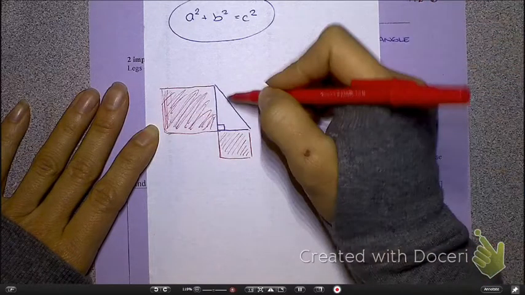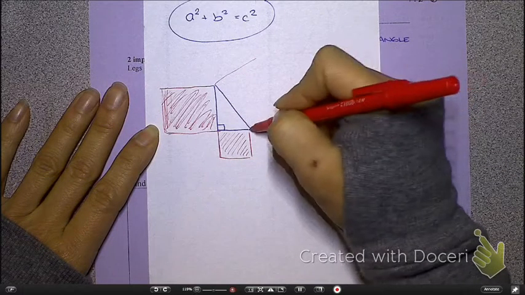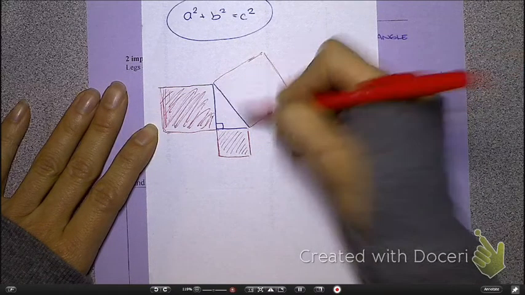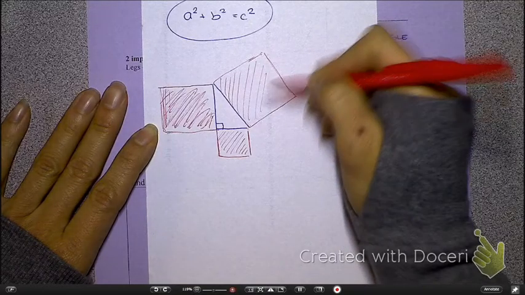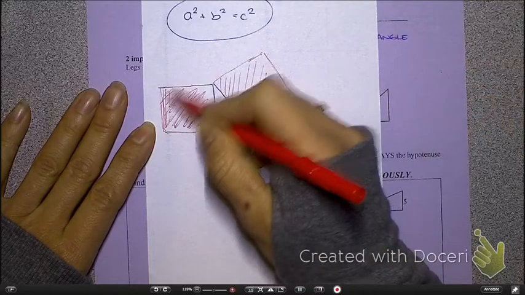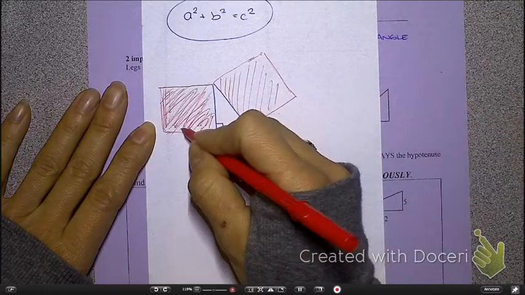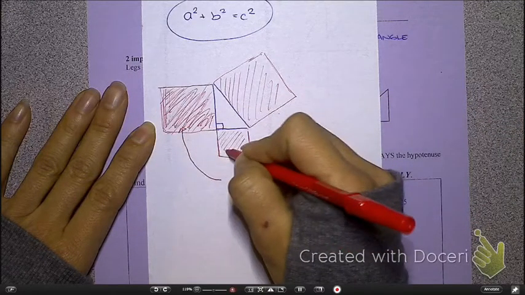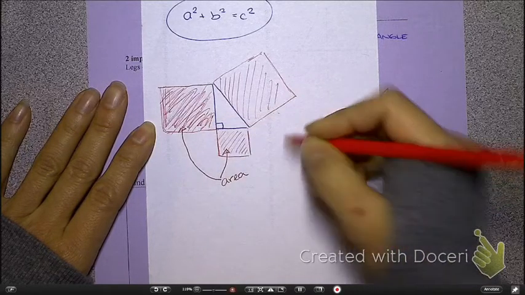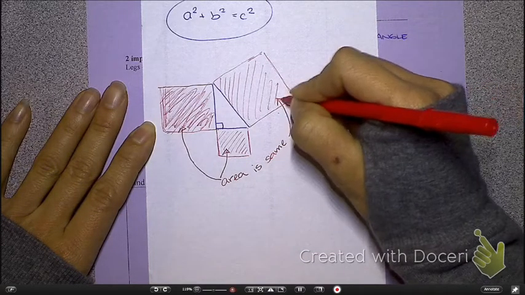And so I could do the same thing on the last side. I could measure this side, and I could make a square based off of the length of this side. And I could find the area of this square by multiplying these two, right? Now, what ends up happening in every right triangle, always, always, always, is the area of this one plus the area of this one, the area of these two added together, is always the same as the area of this one.